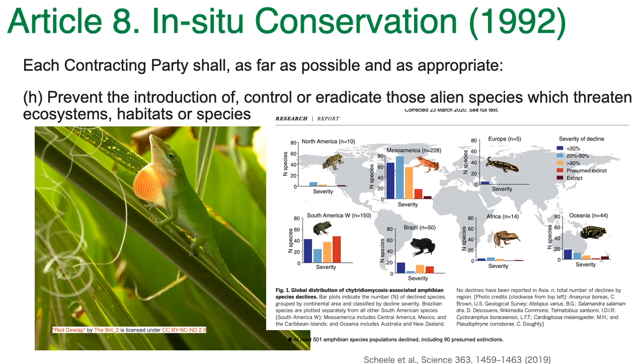The CBD text clearly stipulated that the parties should prevent introduction of, control, or eradicate those alien species which threaten ecosystems, habitats, or species. Later, Conferences of the Parties included pests, pathogens, and hazards to biodiversity in decisions on invasive alien species. However, at the national level, it is not an easy task to prevent the introductions.